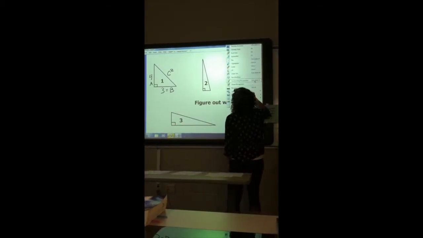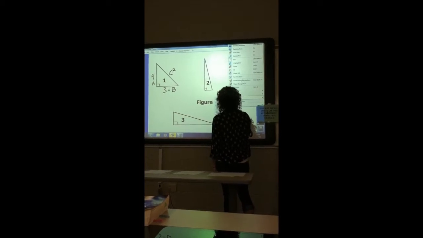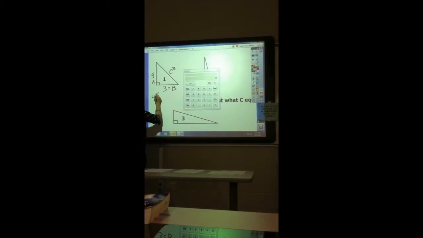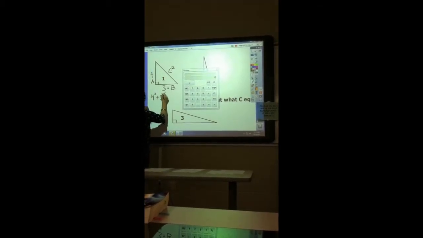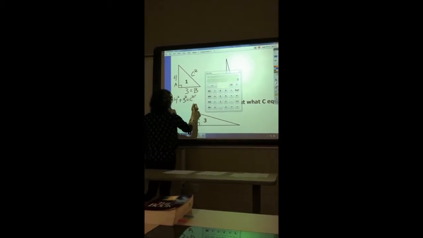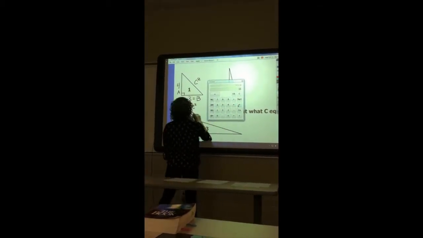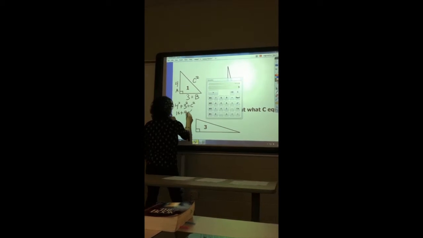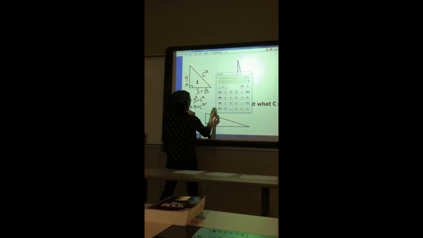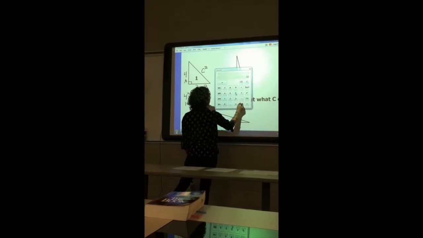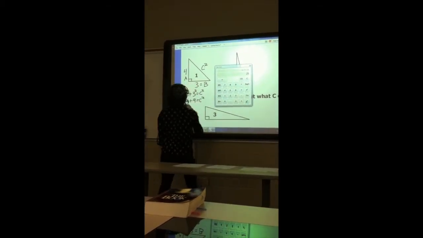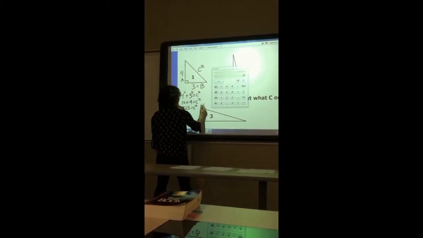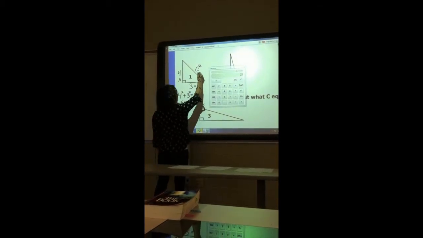So if we get our calculator to figure this out, we can write it out in the theorem, which is 4 squared plus 3 squared equals C squared. So if we square the 4, that's 16, plus 3 squared, which is 9, equals C squared. Then we take 16 plus 9, 25 equals C squared. Now you take the root of 25, and that will equal 5. So C equals 5.